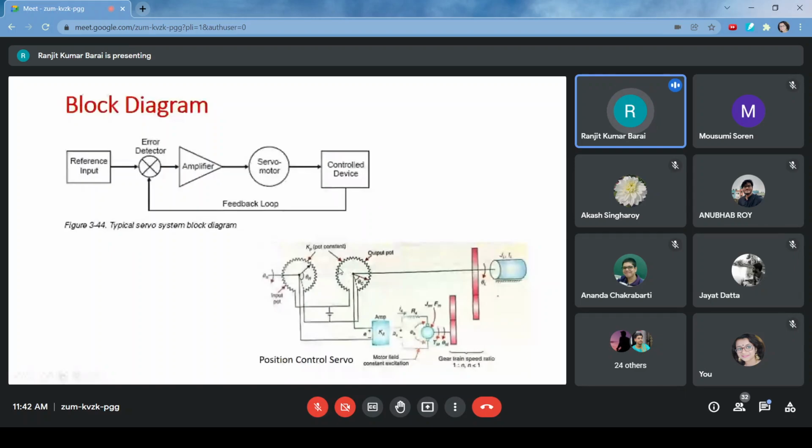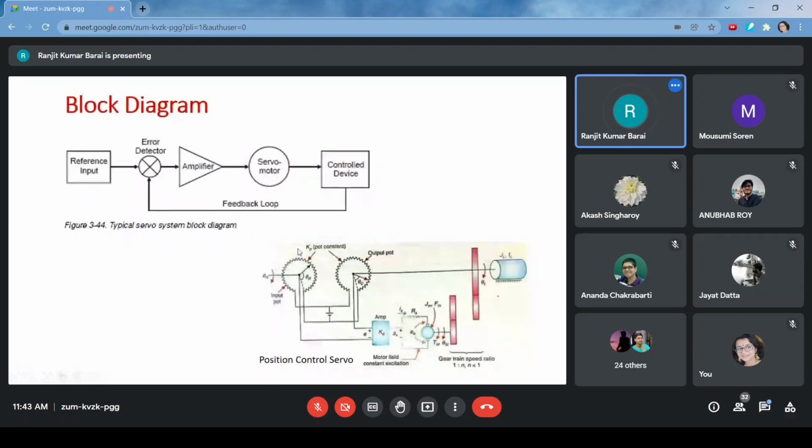If I go on moving the variable position of the other potentiometer, what happens? An error voltage is being generated between this point and this point. That means across the variable points, isn't it? Also, I can use this feature of this error detector as position error.